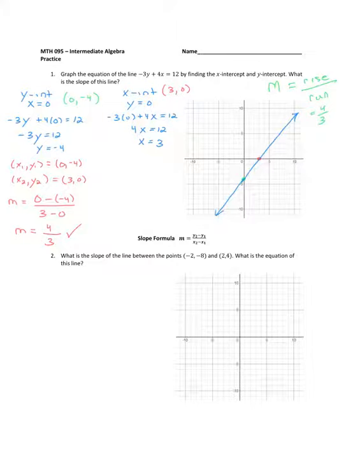What we're going to do is plot these 2 points, and I want to figure out the slope of the line between them. So let's start with this one here, negative 2, negative 8. Negative 2, and then negative 8 is down here. My other point is 2, 4, so that's over 2, up 4, right there.